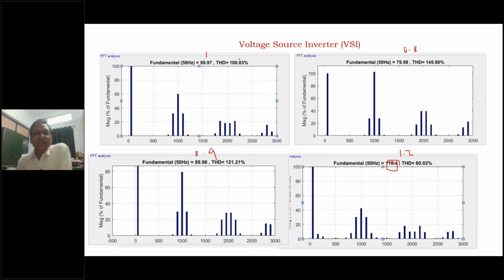Now see, as I reduce the modulating index from 1 to 0.9 to 0.8, you can see the THD is increasing. Earlier here it is 100, now it is 121, and when it is 0.8 modulating index, it is 145.